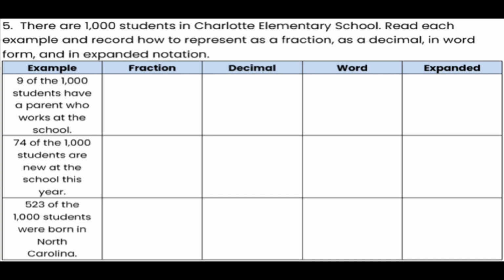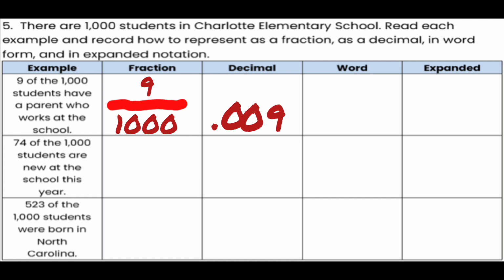Okay. The first thing we need to do, 9 out of 1,000 students have a parent who works at the school. So we want to represent that as a fraction. So 9 out of 1,000. So that would be 9 on top and 1,000 on the bottom, because our fraction would be 9 out of 1,000. And we need to represent that in decimal form. So now you need to be thinking, okay, I have a 9, and that 9 is in the thousandths place. So you need to represent that decimal-wise. So you have a 0 in the ones place, 0 in the tenths and hundredths place, and a 9 in the thousandths place. Now we need to represent that in word form.